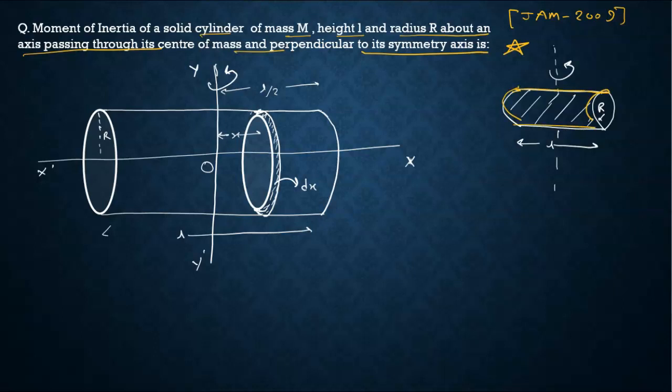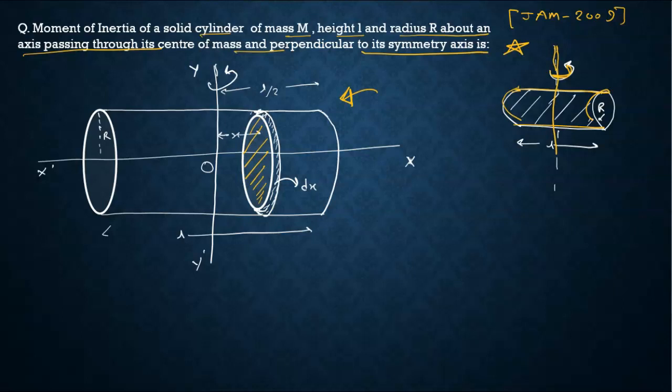cylinder like this and we have to find the moment of inertia from its center and passing through the symmetry axis, means like this. You are rotating the axis like this. So we have to find the moment of inertia. So in this case, I have drawn earlier that we will take an elementary disk, and we will integrate the disk over this region.